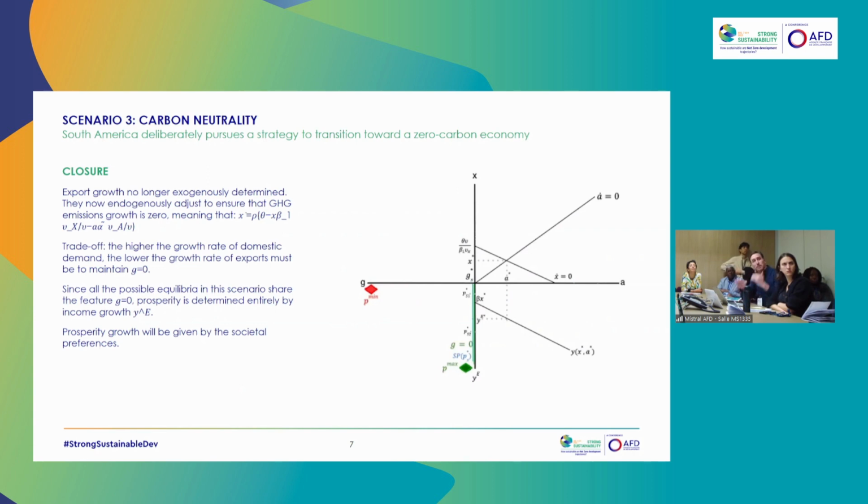So the result of this second scenario basically is that the implication of carbon neutrality would necessarily be a lower growth rate of income. And therefore, if we go back to the measure of prosperity, whereas we would be getting a better performance in the environmental dimension, we would be getting a worse performance in the economic dimension. And that is most likely the dimension that the South American population prefer to prioritize, given the unresolved gaps that have been accumulating over the last decades.